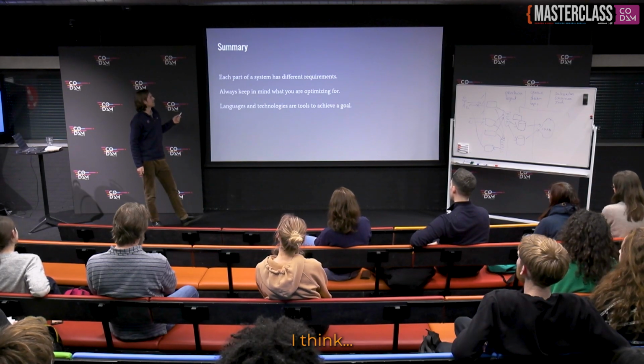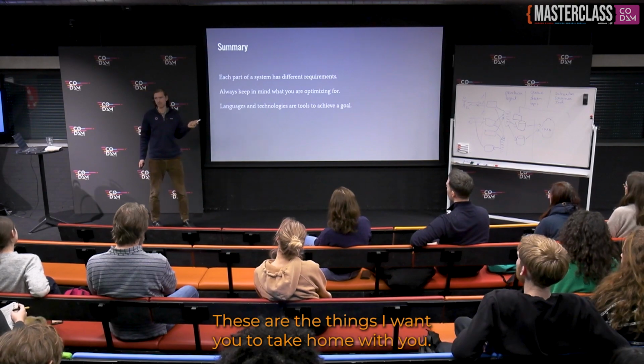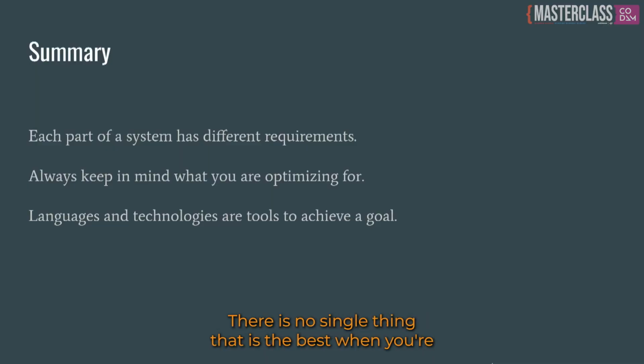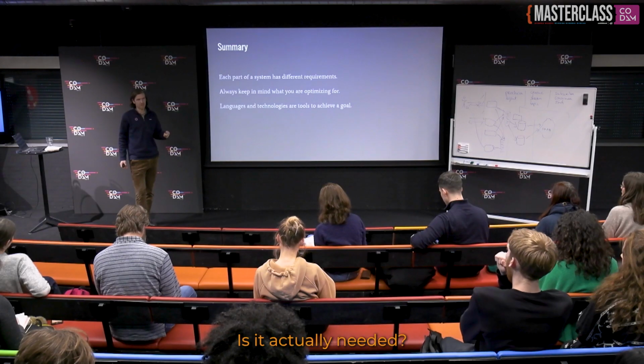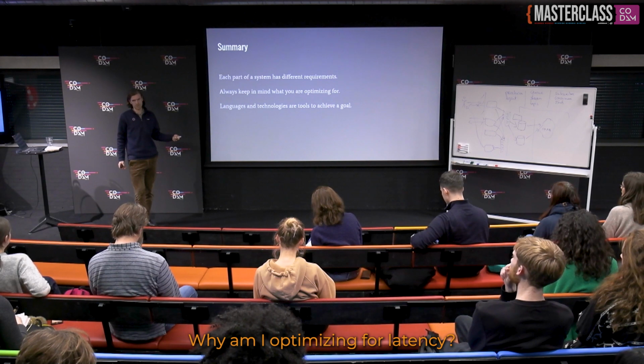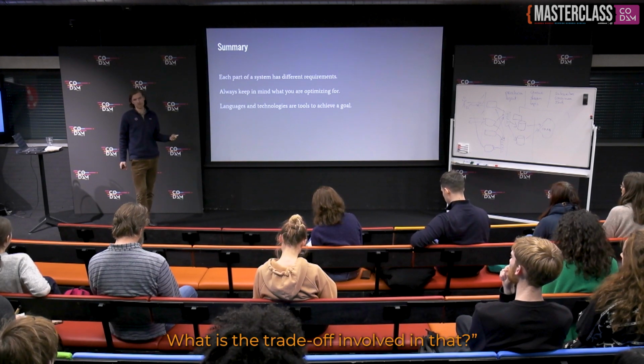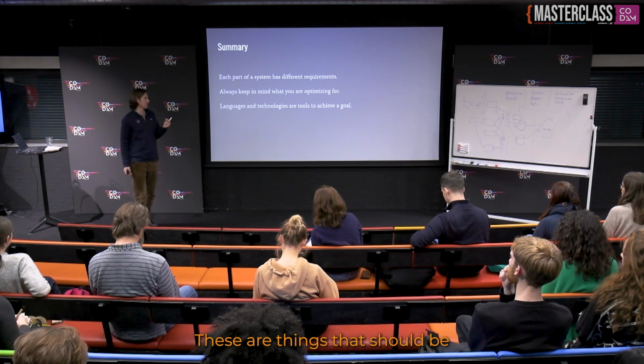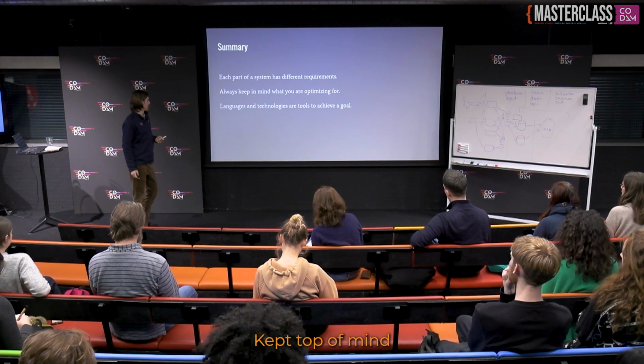I think these are the things I want you to take home with you, right? There is no single thing that is the best when you're designing a distributed system. Each part of the system has different requirements, and you should always keep in mind what you're optimizing for and why you're doing it, right? I'm optimizing latency. Is that actually needed? Why am I optimizing for latency? What is the trade-off involved in that? These are things that should be kept top of mind.